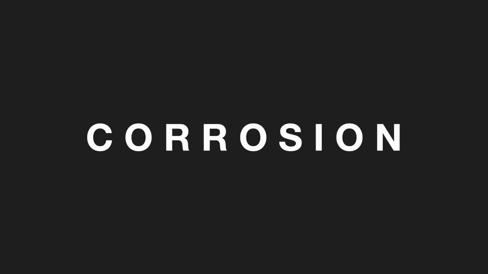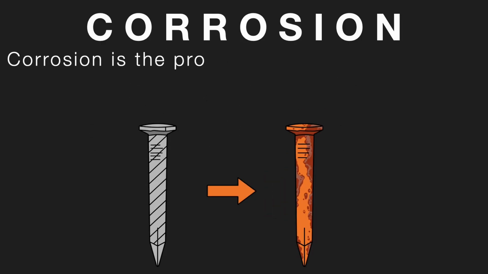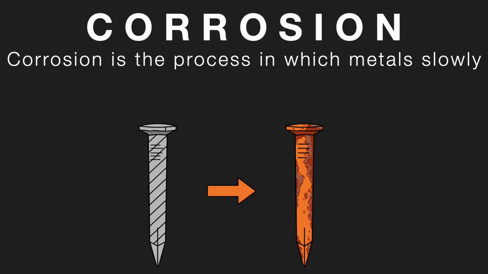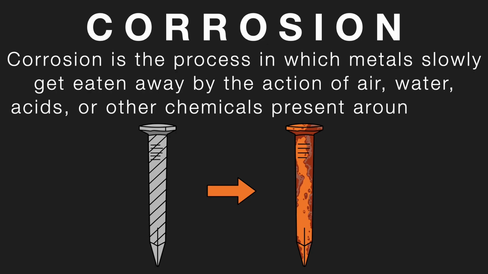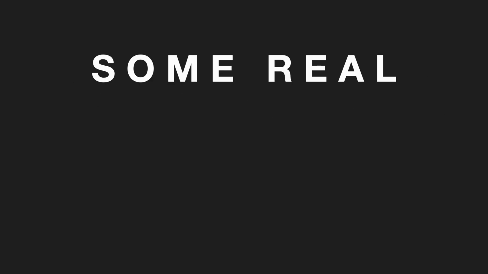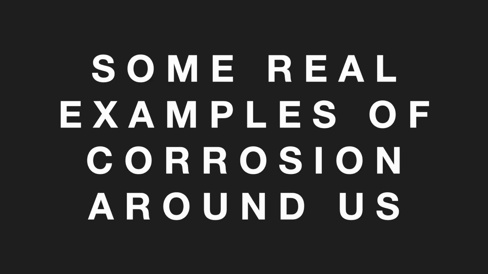Now, what is corrosion? Corrosion is the process in which metal slowly gets eaten away by the action of air, water, acids, or other chemicals present around them. It weakens metal and spoils their appearance, just like the nail that you are seeing here. Now, let's look at some real life examples of corrosion around us.